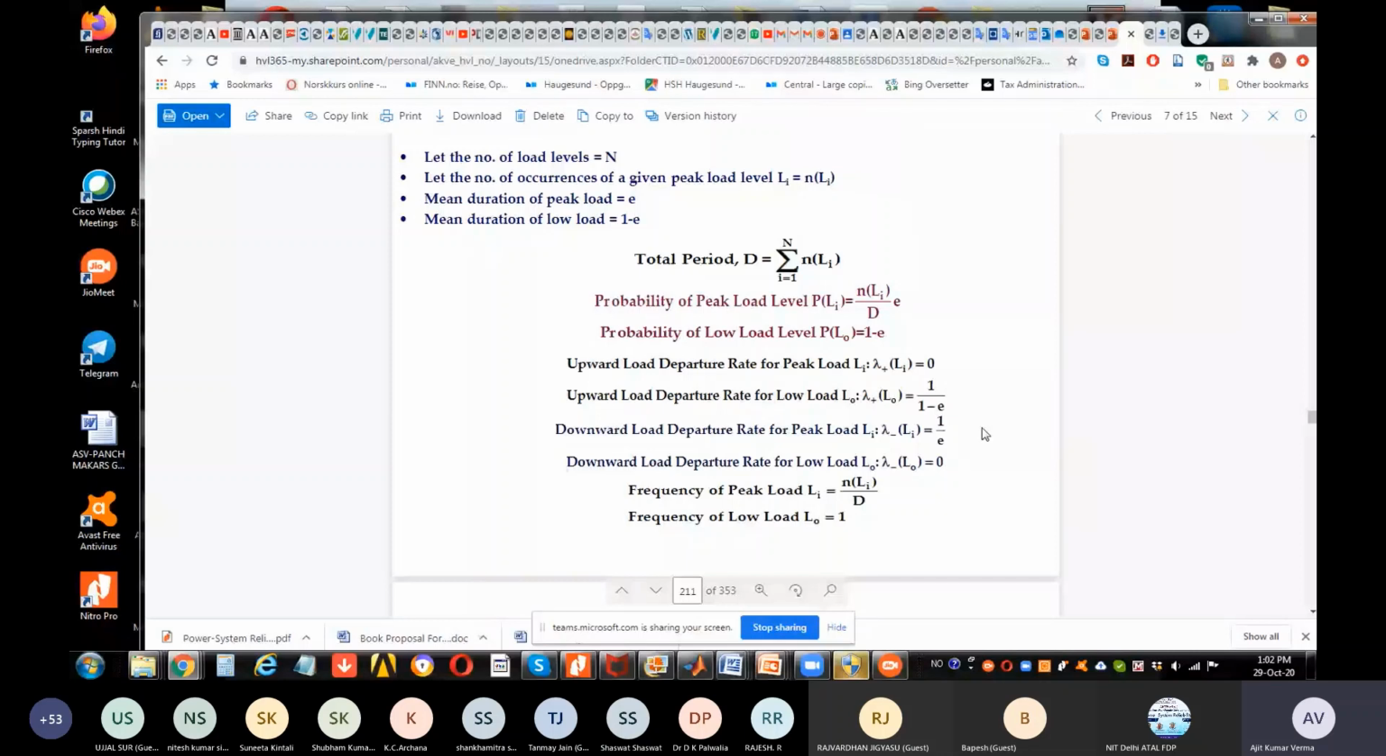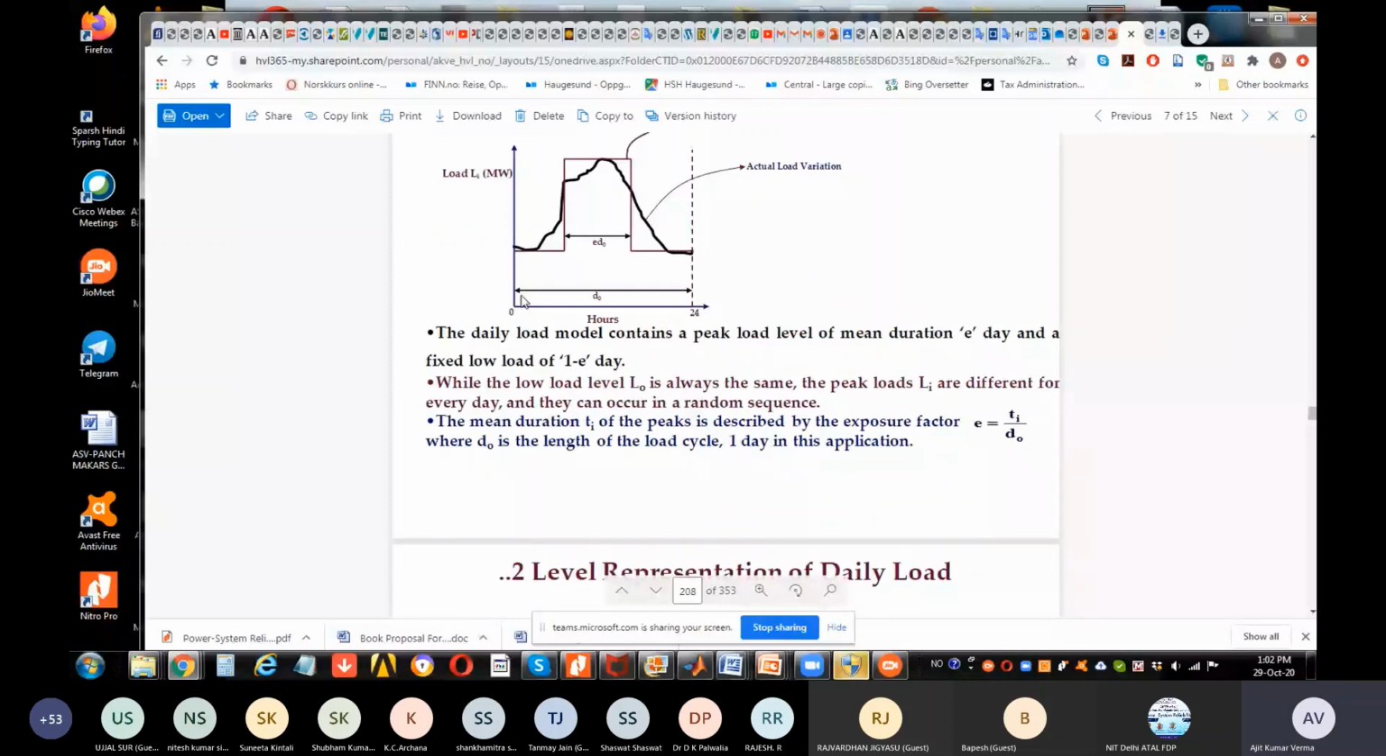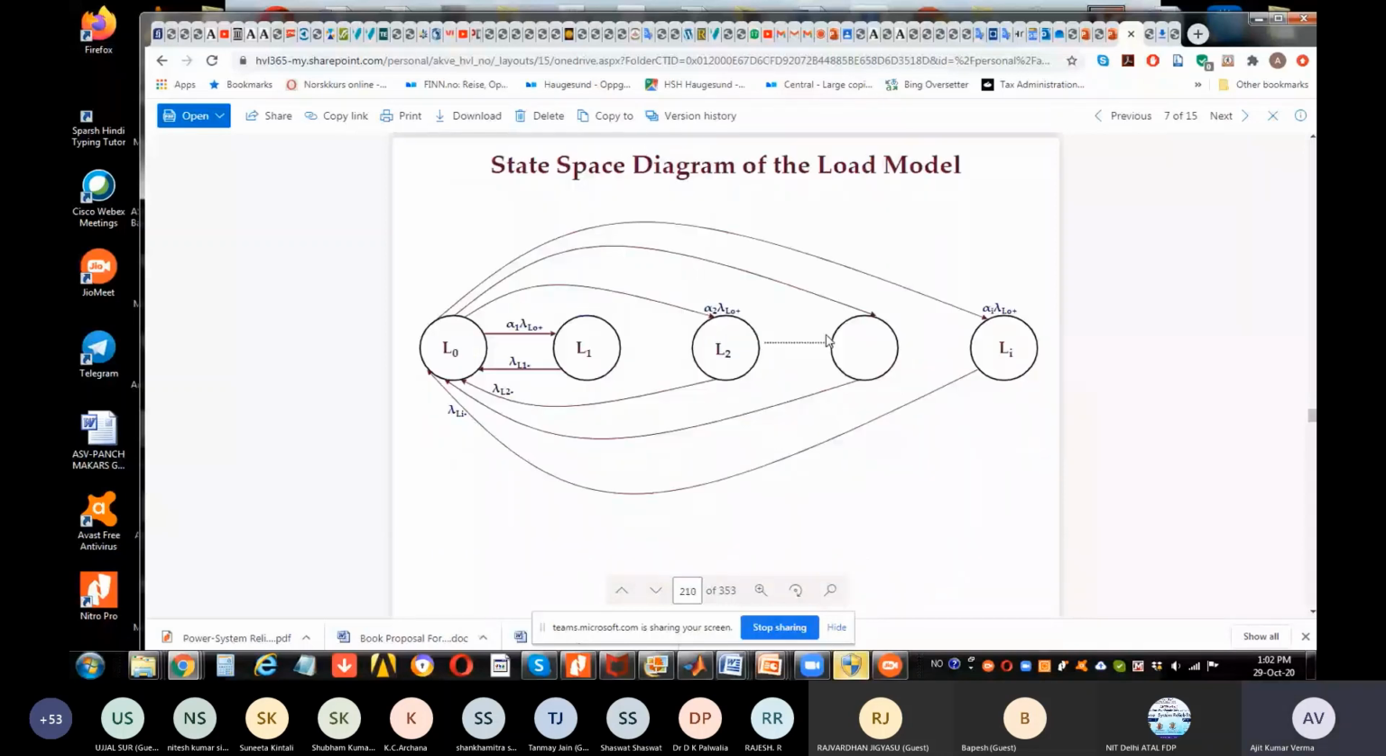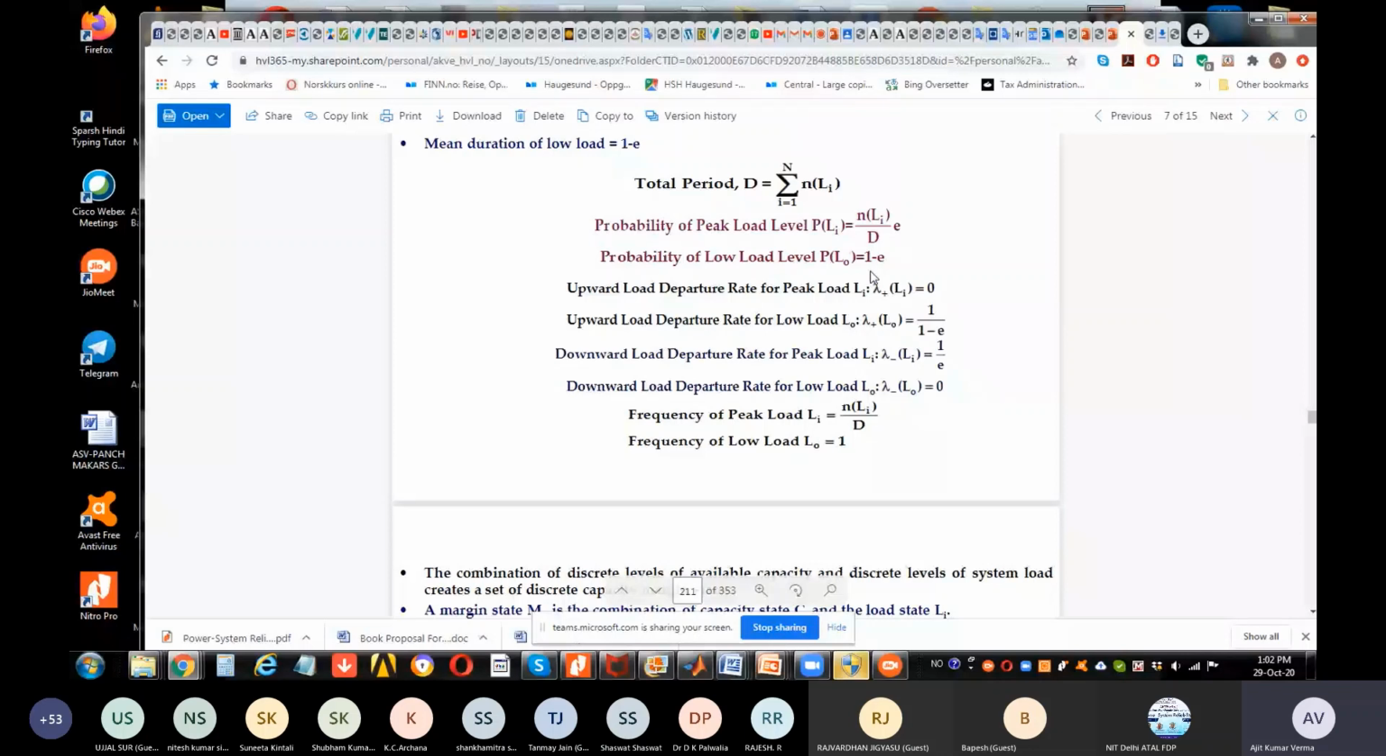And which is not very difficult to know. And probability of low load level, this is E for peak load, and the remaining is 1 minus E. So probability of low load level is obviously 1 minus E. If the exposure is 0.2, then low load is 0.8, isn't it? 80%.